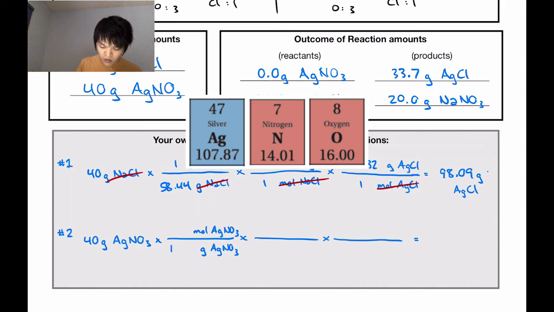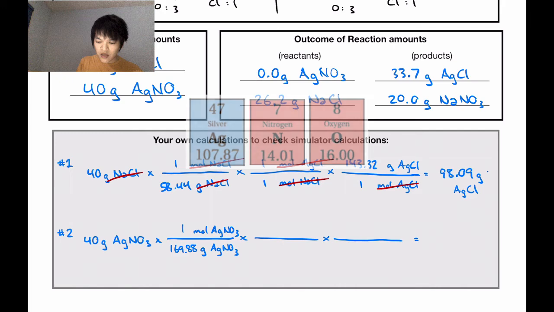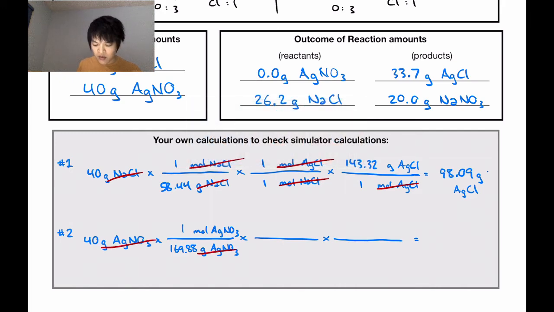169.88 grams per mole. The unit that cancels out is grams of silver nitrate. Now in our second conversion factor, we're trying to convert from moles of our first substance to moles of our second substance. So moles of silver nitrate to moles of, and I decided silver chloride.